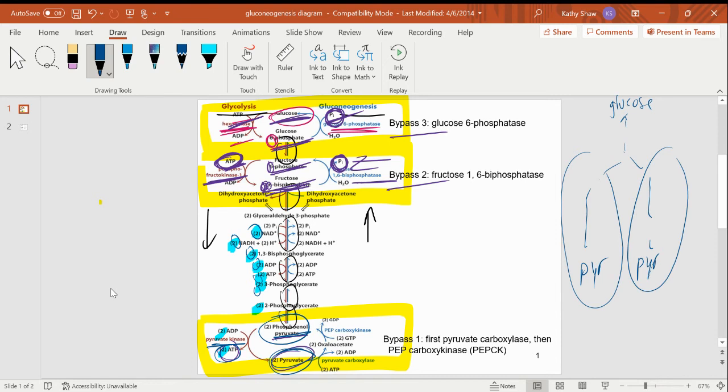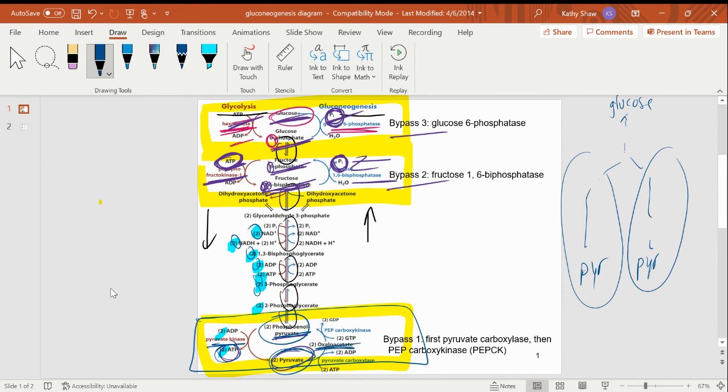So this is one of the reasons I said don't number your steps. I'll hear you guys saying the regulatory steps are number such-and-such. It just depends on how you number them. This pyruvate to phosphoenolpyruvate, some books will call one step, two parts. Some books will call two steps. Doesn't matter, just as long as you know what you're doing.